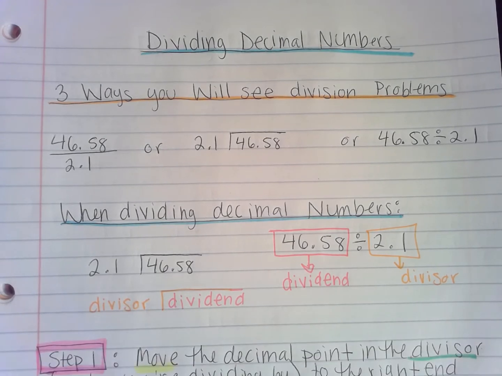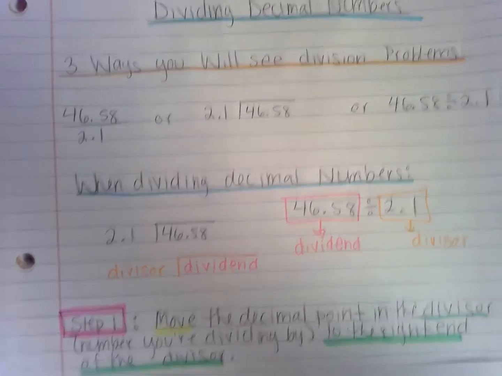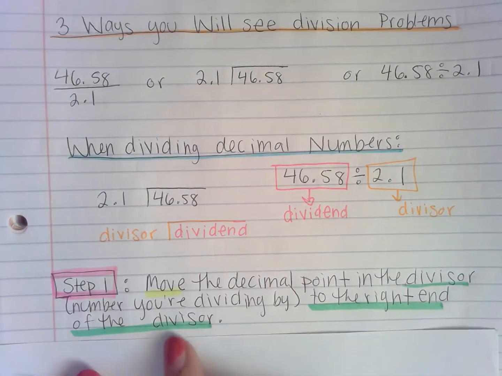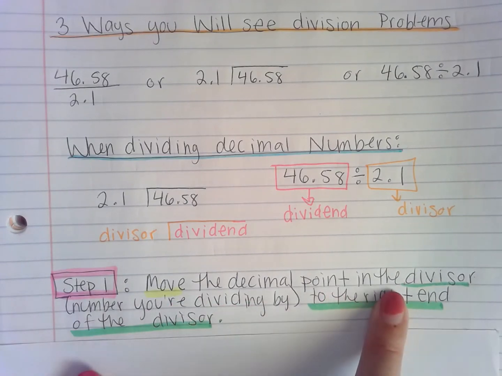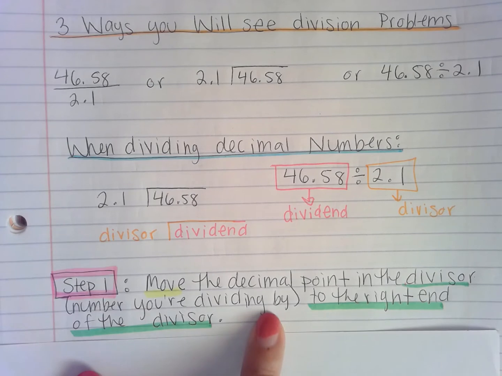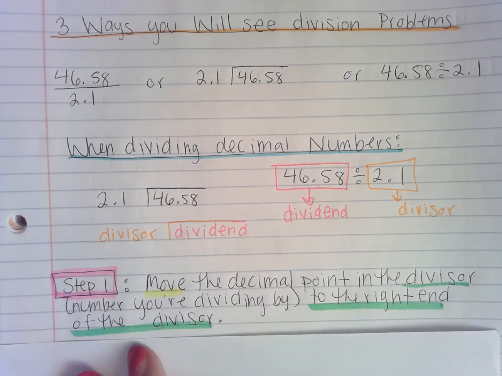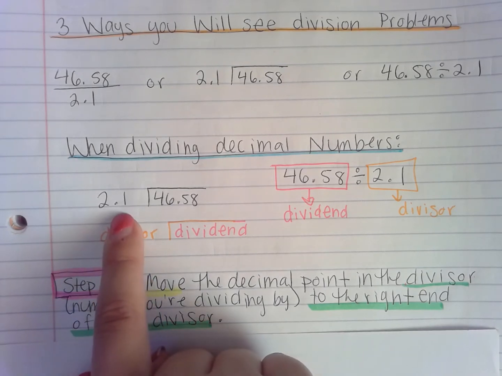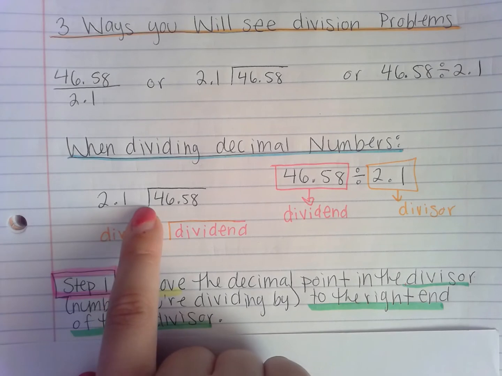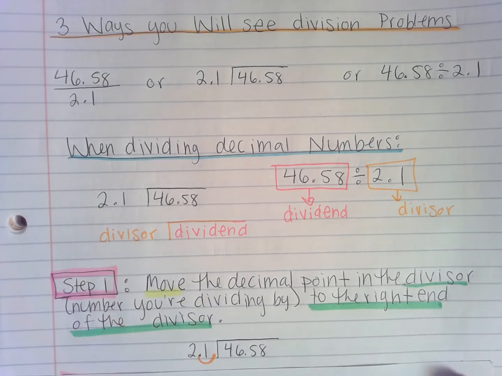First step, and go ahead and pause the video now if you need to so you can write this down. Step 1, you're going to move the decimal point in the divisor, so the number you're dividing by, to the right end of the divisor. So all I'm doing is taking the decimal point of 2.1 and moving it once so I can easily have a whole number there. And that's what I did. I just moved it once. So now I'm going to have 21 divided by this number right here.